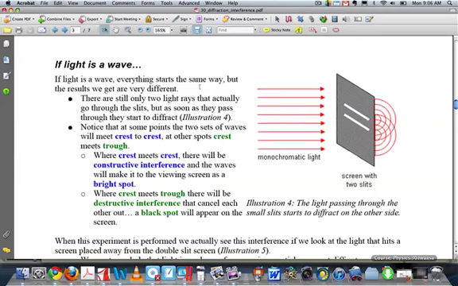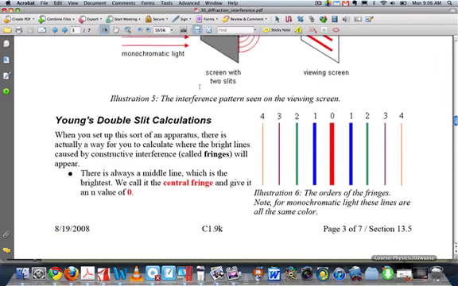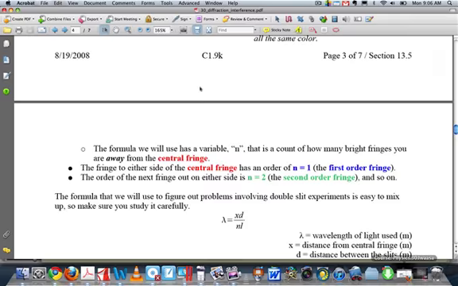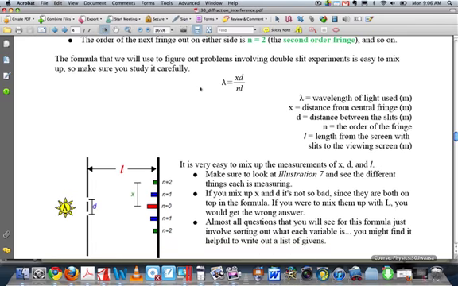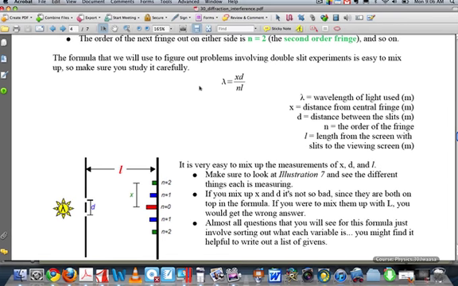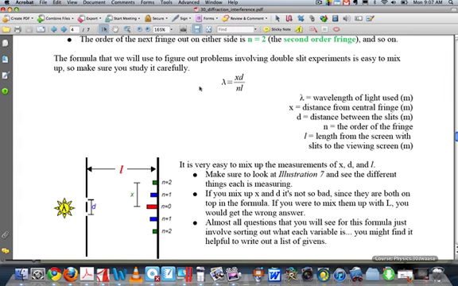Now, the key thing that was different with Young's experiment was that, unlike Huygens, Young was able to put a mathematical relationship to it. We see here his formula, lambda equals x d over n L, and the variables are on the side: wavelength, distance from the central fringe or the middle point, distance between the slits, which is the gap, and the order of the fringe, meaning is it the first, second, or third bright spot. And lastly, the distance from the slits to the actual screen.